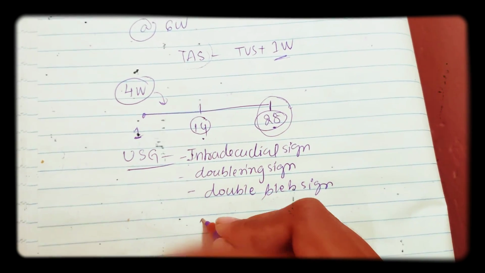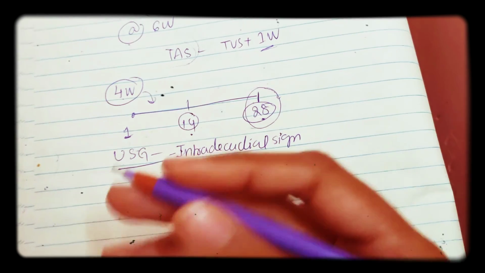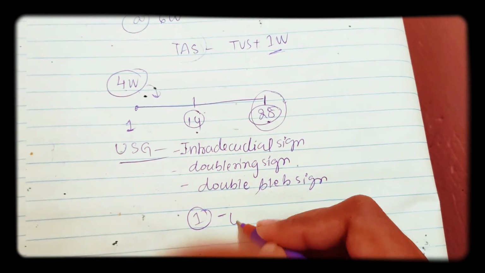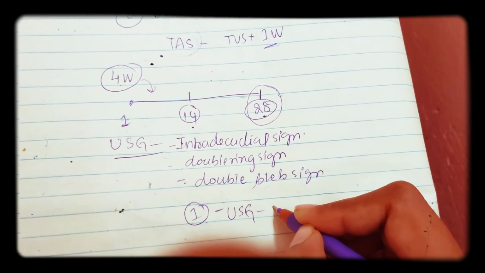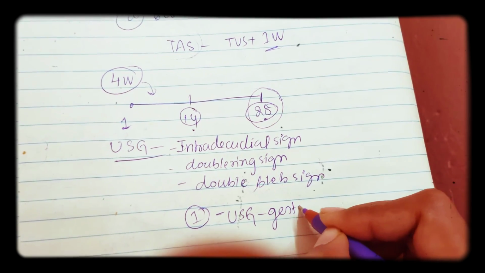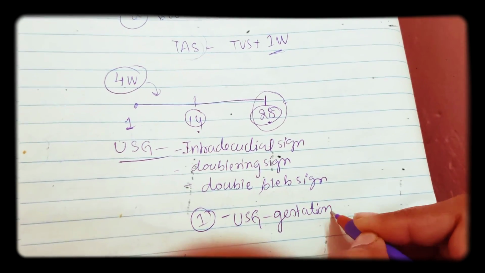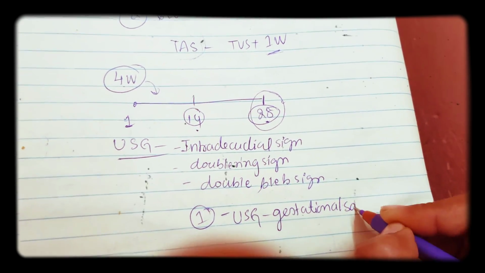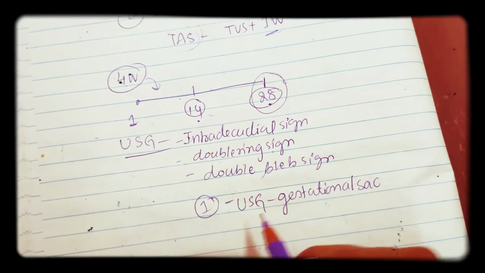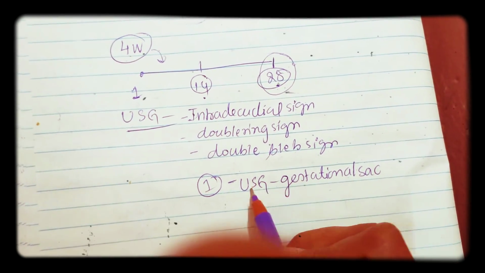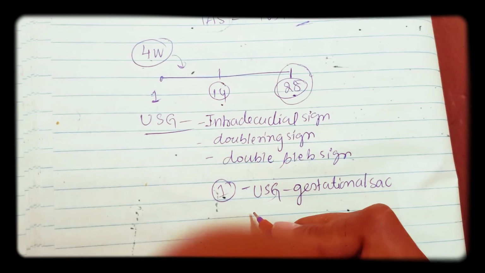Next, if you see any patient is pregnant, then first on the ultrasonography you will see the gestational sac, that too true gestational sac. False gestational or pseudo gestational sac is seen in ectopic pregnancy. So true gestational sac will be the first sign seen on USG.